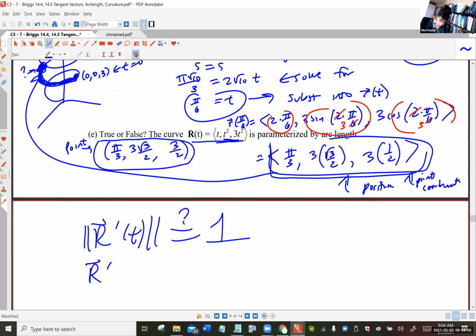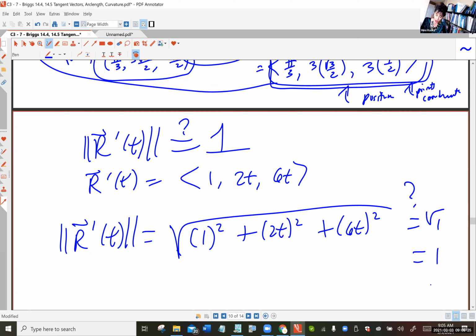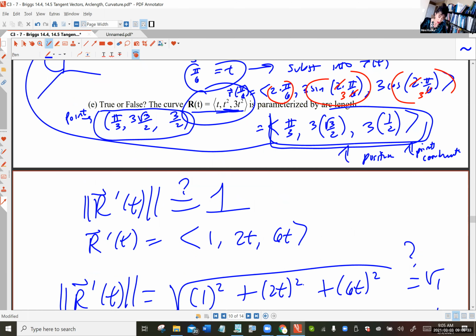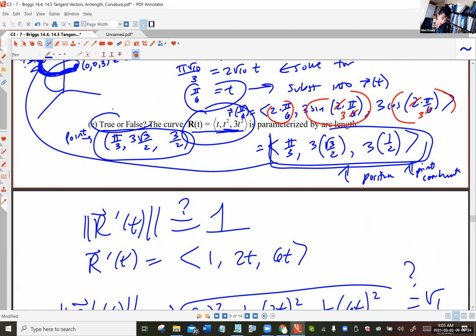Now let's get that magnitude of velocity, which is the same as speed: square root of the sum of the squares. Without even simplifying this radical, is this going to equal the square root of 1, which is 1? Yes or no? No. So the answer to this true or false is false. It is not parameterized by arc length. So we're done with letter E. That's the quick trick.